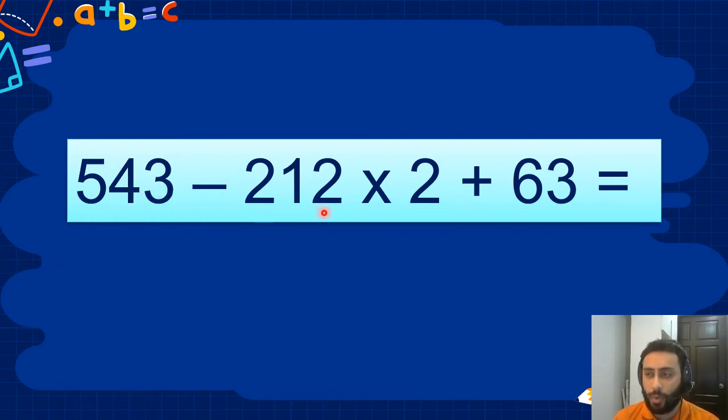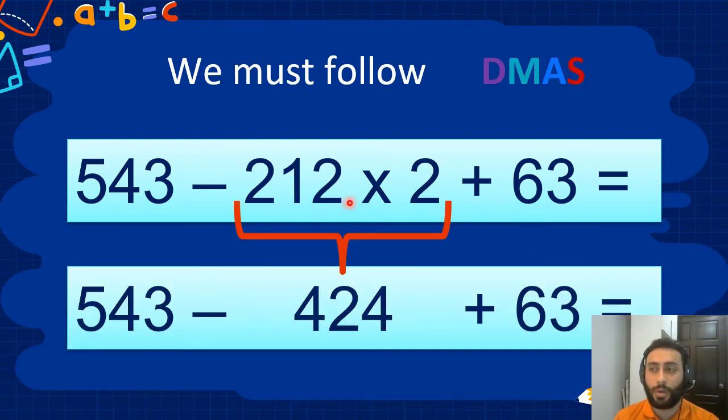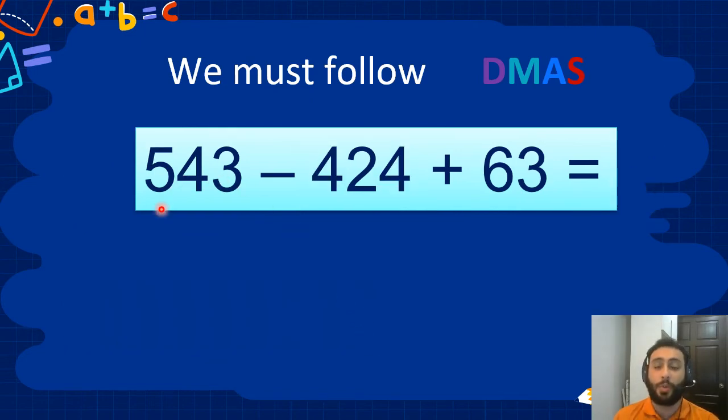543 minus 212 times 2 plus 63. What do we do? We must follow BEDMAS. So we have to do division and multiplication first. We have multiplication here, 212 times 2. So 212 times 2 equals 424. So now we have 543 minus 424 plus 63. Now, since it's only subtraction and addition, we can go from left to right.